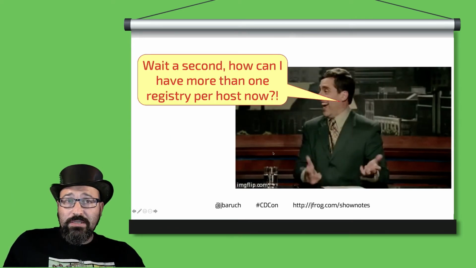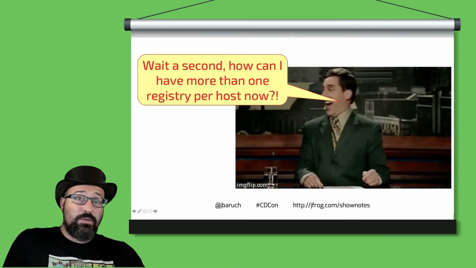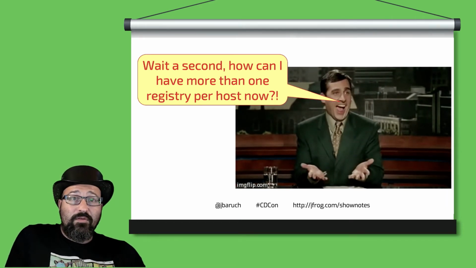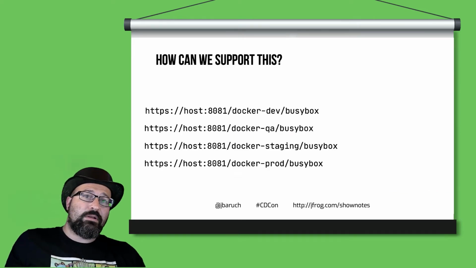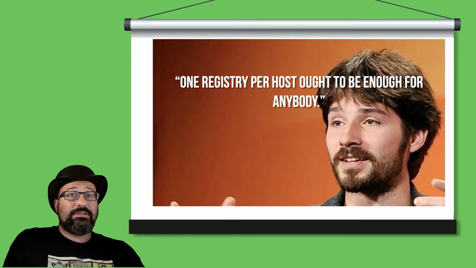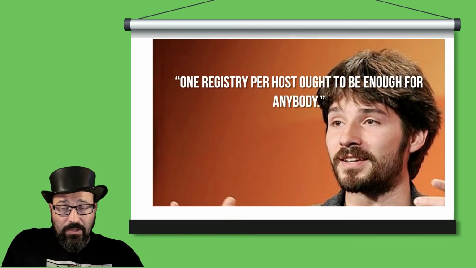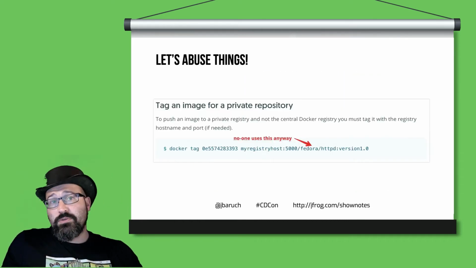And the question is now, I want multiple registries per host, right? I have a server with all those environments. How do I have multiple registries per host? How can we support something like that? And the answer is, well, Docker didn't intend you to actually do that. So it's a problem, but we have a solution.